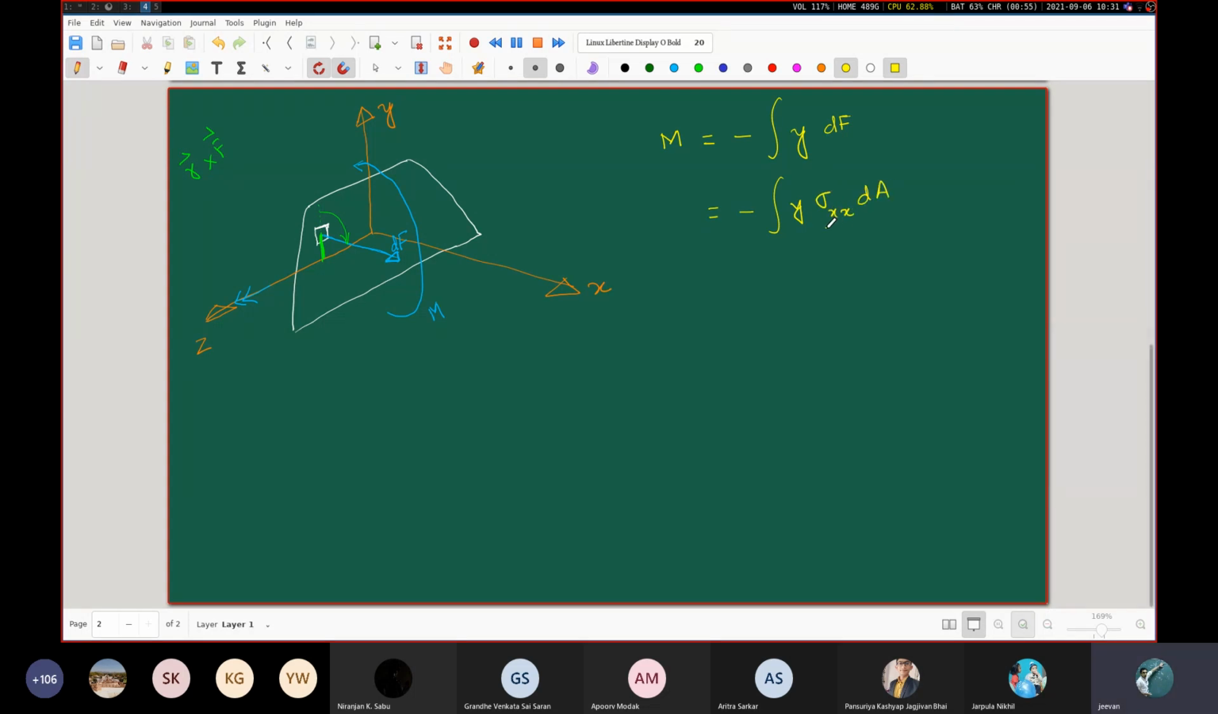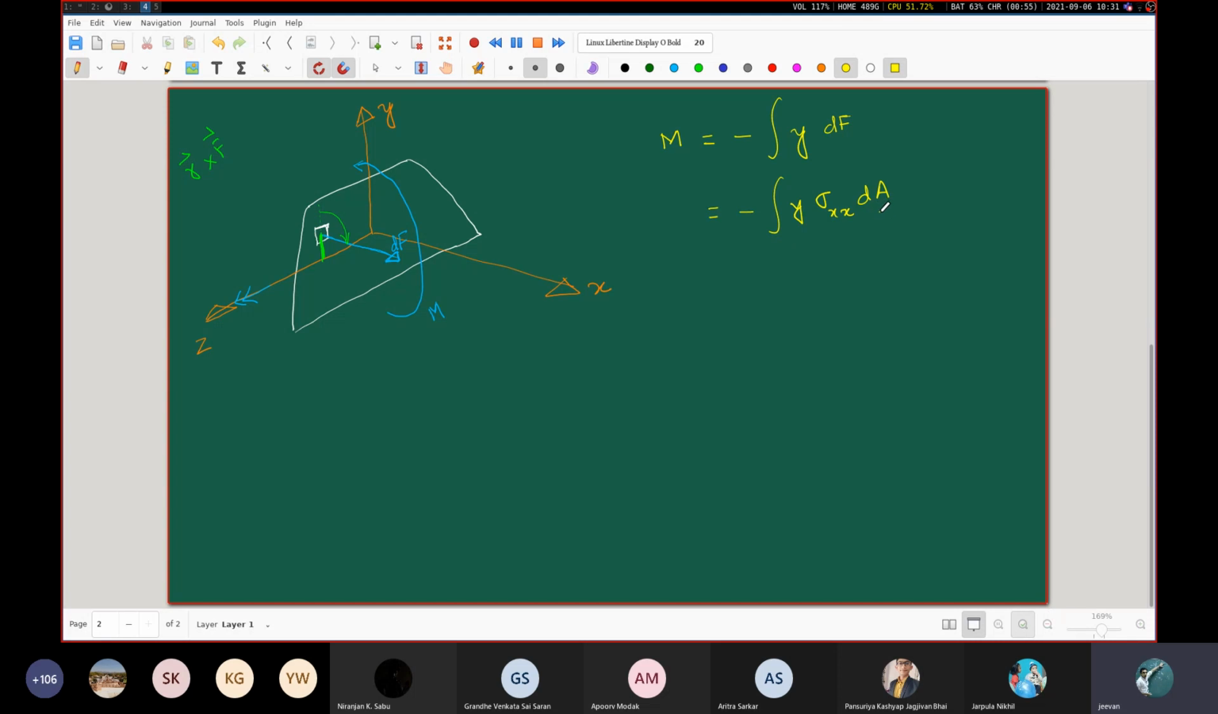So sigma xx is the relevant stress, dA is the elemental area, sigma xx times dA is the elemental force, multiplied with the moment arm, that gives us the moment over the elemental area dA. And this integration over the entire cross section will give us the moment which is associated with the distribution of the normal stresses over the entire cross section. I will repeat.